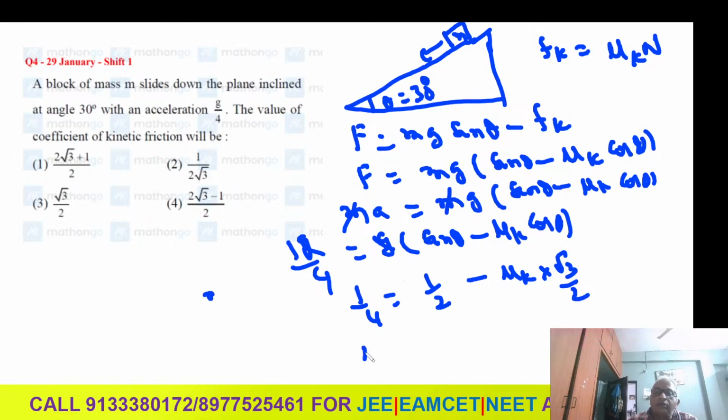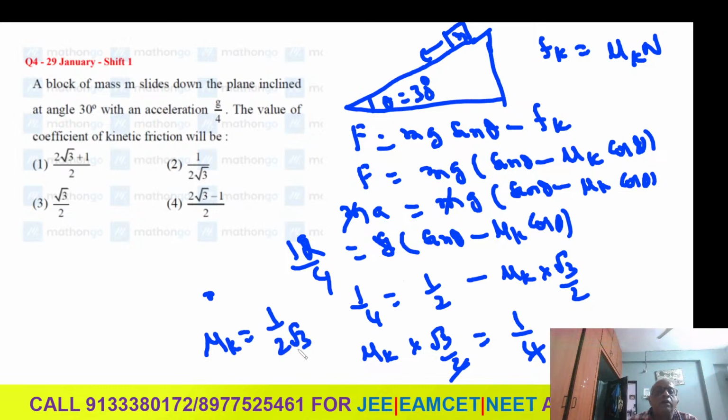You send this side: mu k into root 3 by 2. 1 by 2 minus 1 by 4 will become 1 by 4. So this goes 2 times here. So mu k will become 1 by 2 root 3. Mu k will become what? 1 by 2 root 3. So root 3 will go down, and mu k will become 1 by 2.